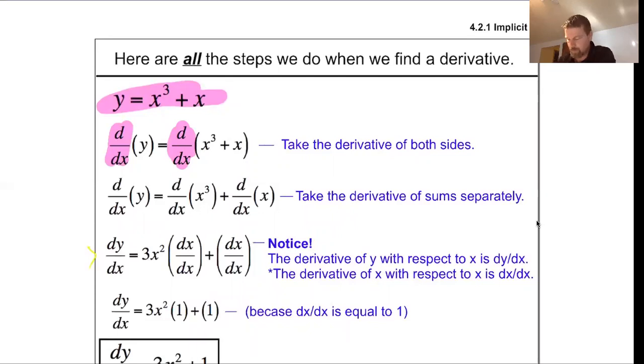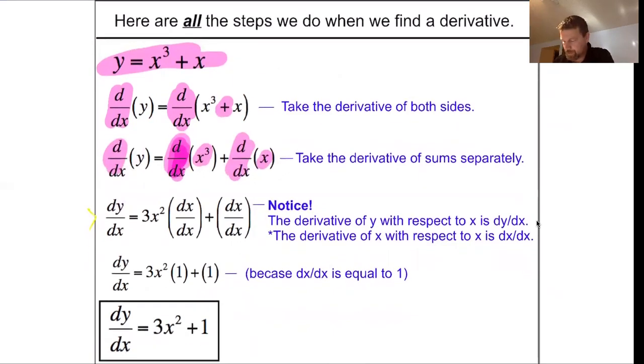Didn't change this at all, same thing here. But this one here, I split into two because of that sum rule, right? The sum rule for derivatives says if I'm taking the derivative of a sum, I can take those derivatives separately. So I'm taking d dx of x cubed, and I'm adding d dx of x. Again, d dx stands for the derivative with respect to x.